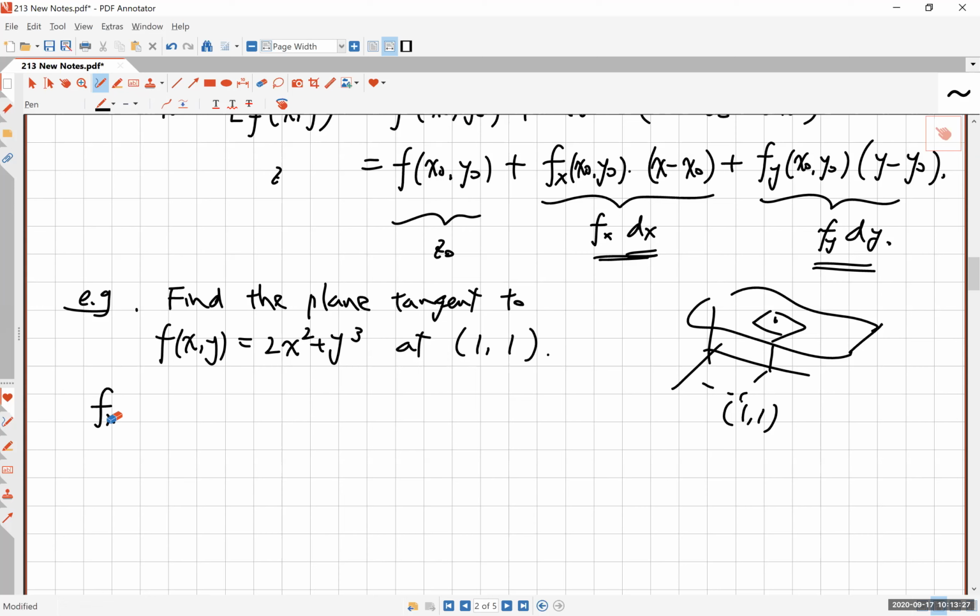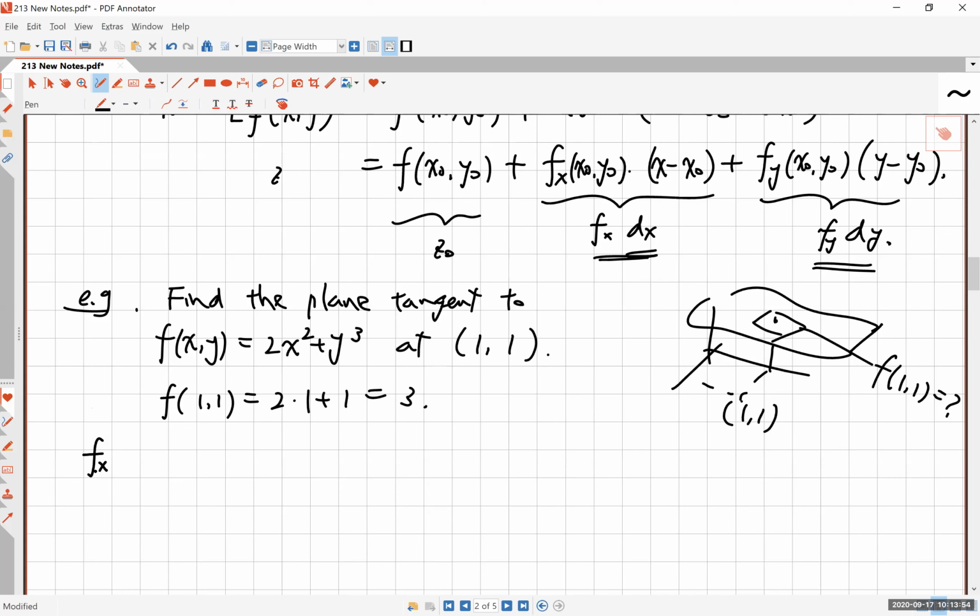Oh, by the way, I think the first thing we need is this point. What is the value of the function at this point? Because we do need that. That's your z naught. So first, f of 1, 1 is 2 times 1 plus 1 cubed, which is 3. And so we are looking for a plane tangent to this f at 1, 1, 3, basically.